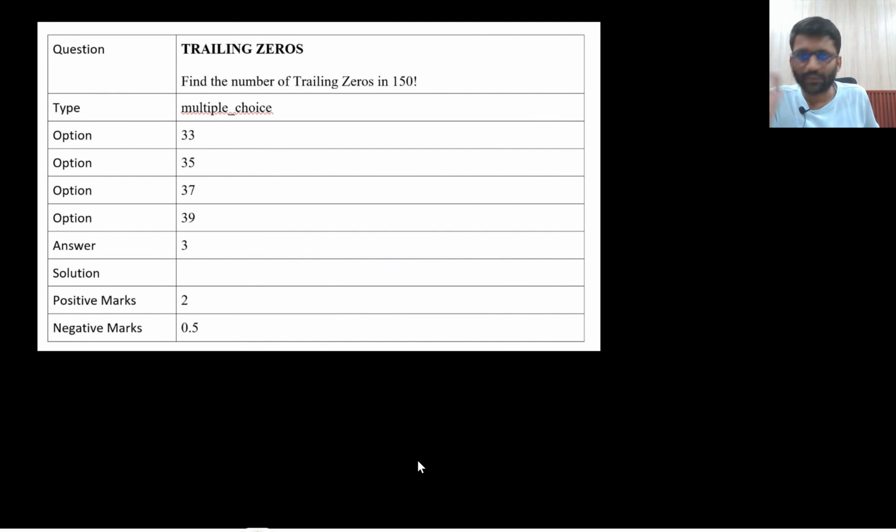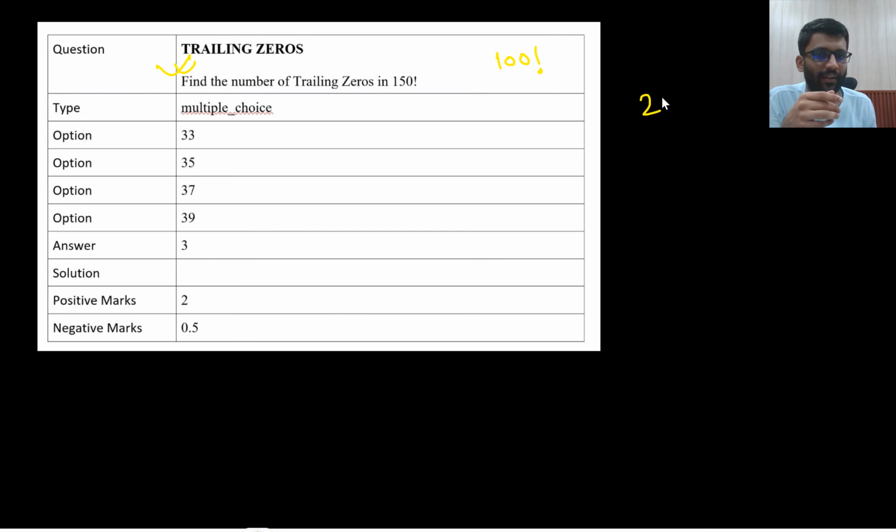Now this question: find the number of trailing zeros. Why did I give this question? Here there is a certain method. I can teach you the concept as well, why I will be solving in that manner. But there is a certain method, and this is a very famous problem. In a lot of aptitude problems, they will give you any number, let's say 100 factorial, and ask you to find the number of trailing zeros. Trailing zeros means zeros at the end.